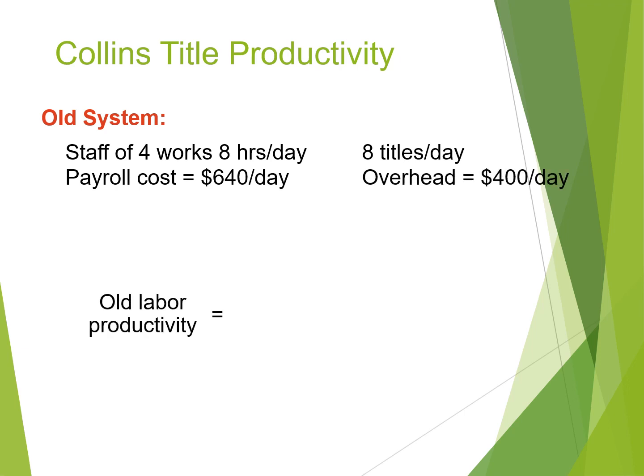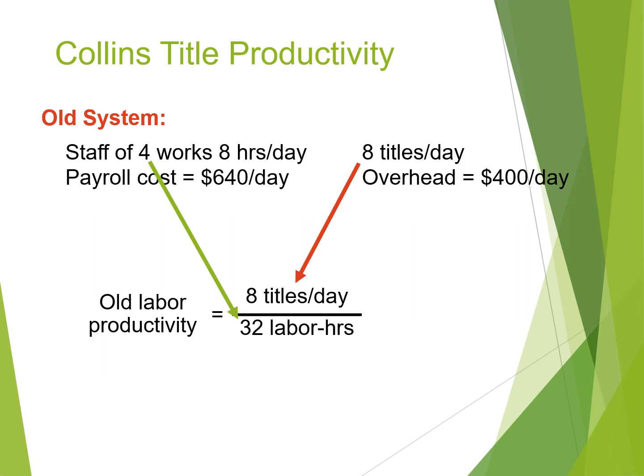And here Collins uses the basic formula to compute labor productivity and the multi-factor approach to compute multi-factor productivity. Okay, so looking at the first computation, the labor productivity of the old system, being 8 titles per day divided by 32 labor hours, computes to 0.25 title per labor hour.